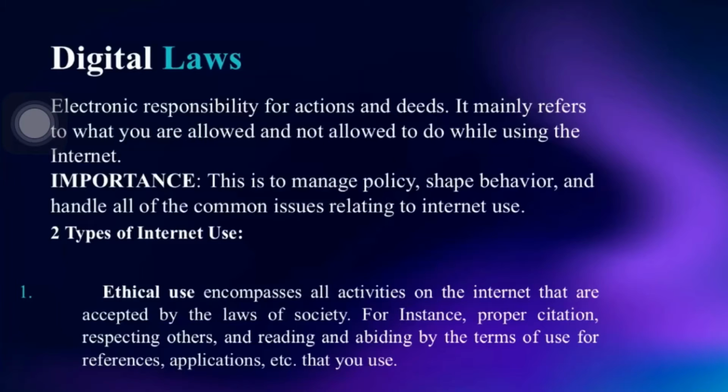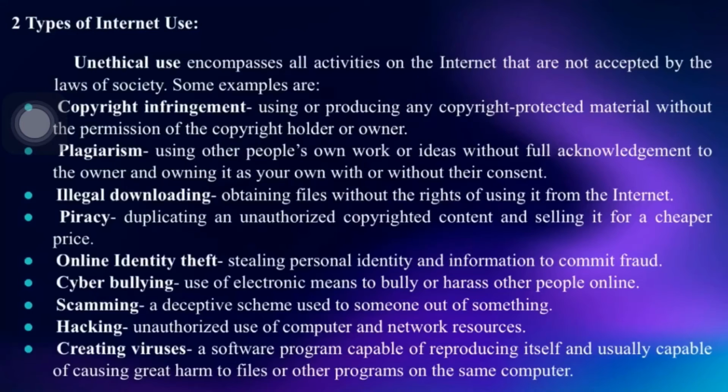There are two types of internet use, ethical use and unethical use. Ethical use encompasses all activities on the internet that are accepted by the laws of society. Examples of ethical use of the internet include proper citations, respecting others, and reading and abiding by the terms of use for references, applications, and so on that you use. On the other hand, unethical use encompasses all activities on the internet that are not accepted by the laws of society. Some examples are copyright infringement, plagiarism, illegal downloading, piracy, online identity theft, cyberbullying, scamming, and hacking.